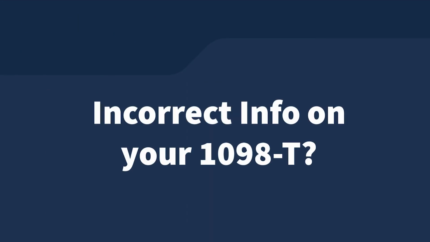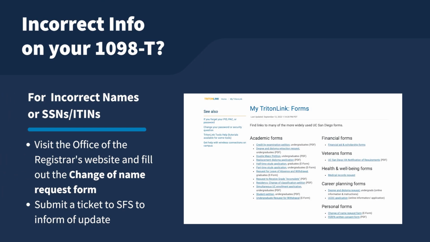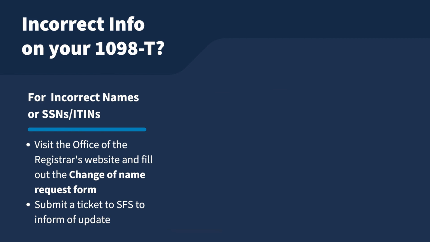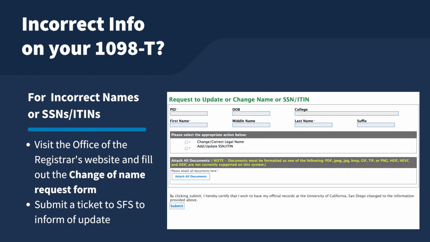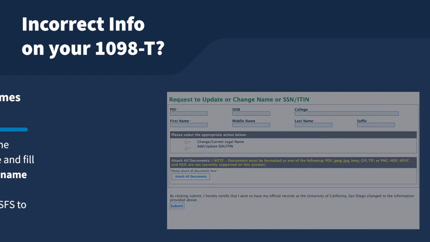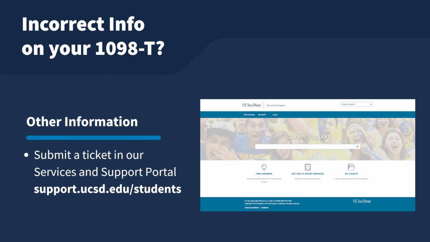What if the information on my 1098-T is incorrect? If your name or Social Security/ITIN number is incorrect on your 1098-T, you will need to first update your information with the registrar's office by filling out the online form, Request to update or change name or Social Security/ITIN. Once your information has been updated, submit a ticket to our office and we will update your 1098-T. If any other information on your form is incorrect, please submit a service ticket with our office and a representative will work with you to correct your form.